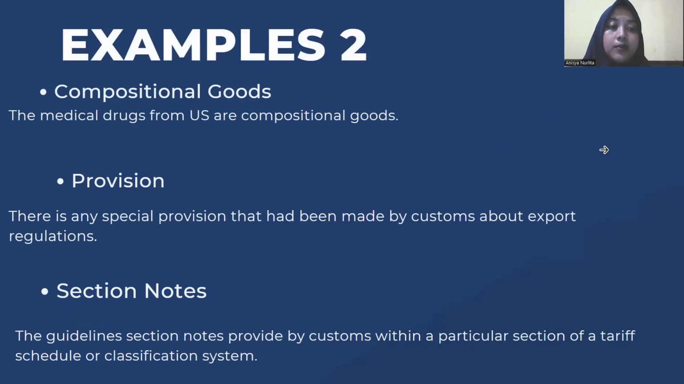Compositional goods: the medical drugs from the US are compositional goods. The provision: there is a special provision that has been made by customs about export regulation. And the section notes: the guideline section notes provided by customs within a particular section of the tariff schedule or classification system.